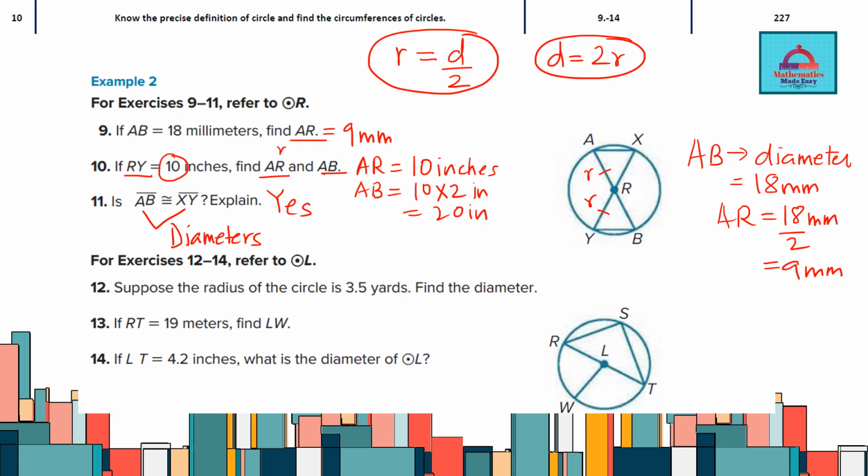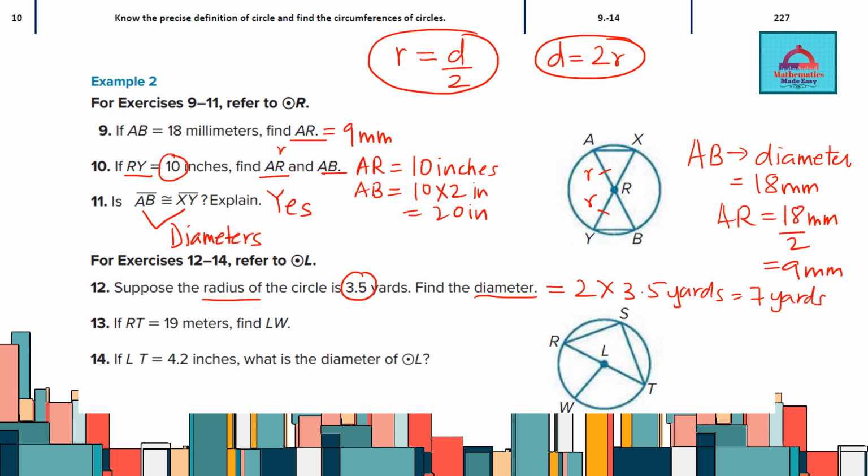Now let's solve questions 12 to 14. For this, we are going to refer to this circle with the center as L. The radius of the circle is given to be 3.5 yards. So if the radius is 3.5 yards, the diameter is going to be 2 times that. So 2 multiplied by 3.5, that is 7. So 7 yards is the solution.